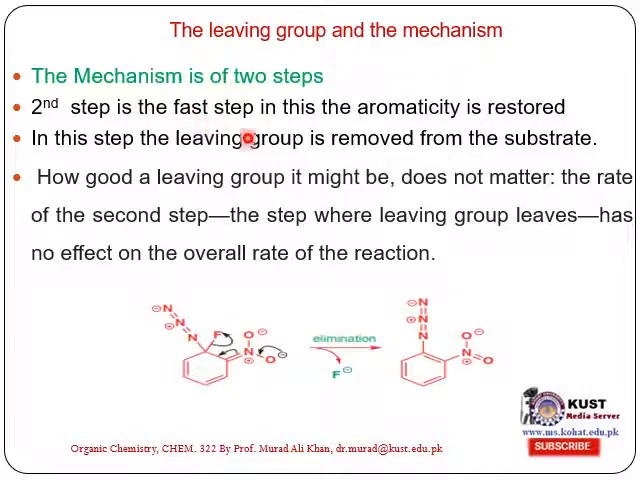The second step is the fast step. In this, the aromaticity is restored. In this step, the leaving group is removed from the substrate. How good a leaving group it might be doesn't matter. The rate of the second step, the step where the leaving group leaves, has no effect on the overall rate of reaction. This is a fast step, but this is not a rate determining step. So the ability of the leaving group doesn't affect the overall rate of the reaction.